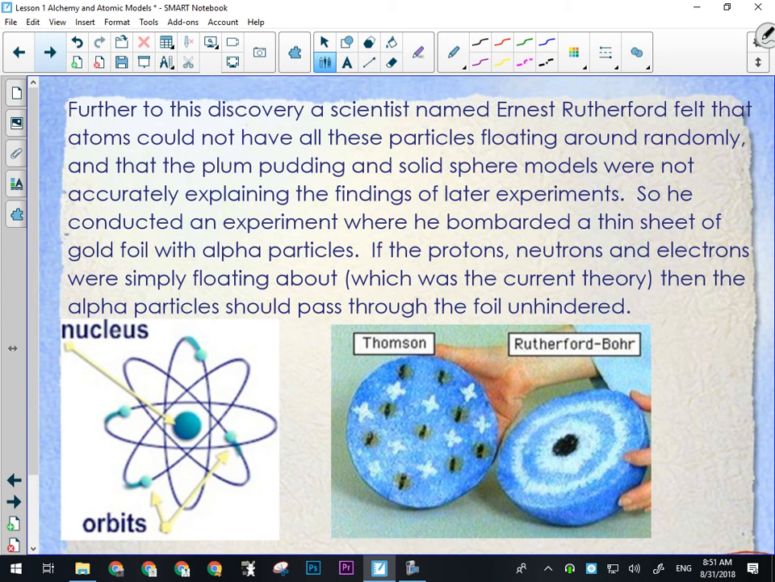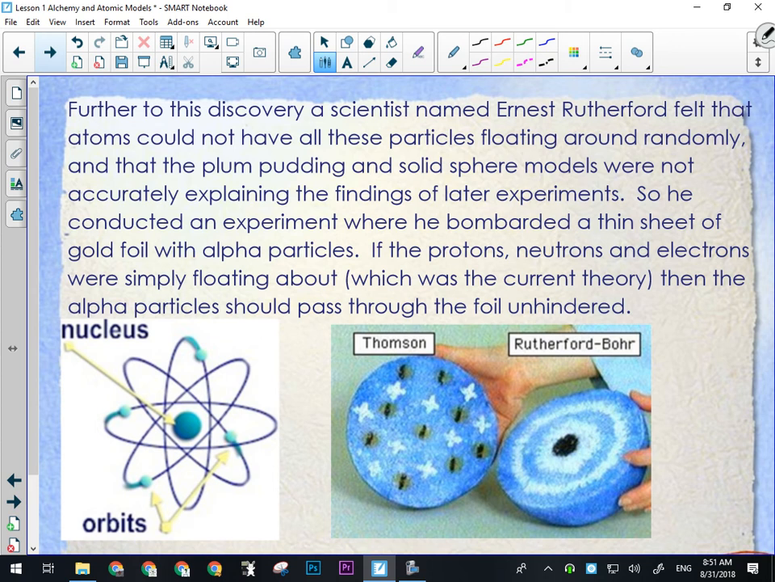So he designed an experiment where he took a sheet, like a thin foil of gold. Imagine what tin foil looks like, but he had a foil that was made out of gold, so it would have been really expensive. But he had this thin foil, really, really thin, and he shot essentially like X-rays or alpha particles at it.